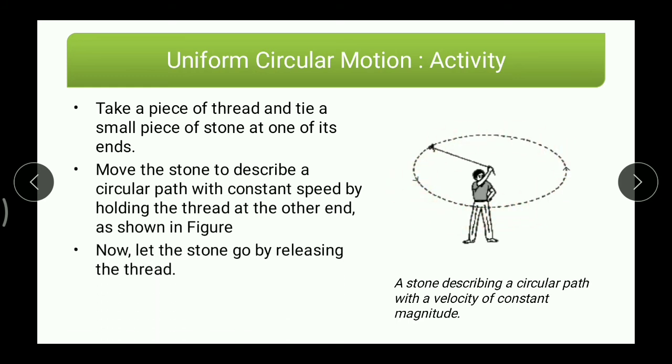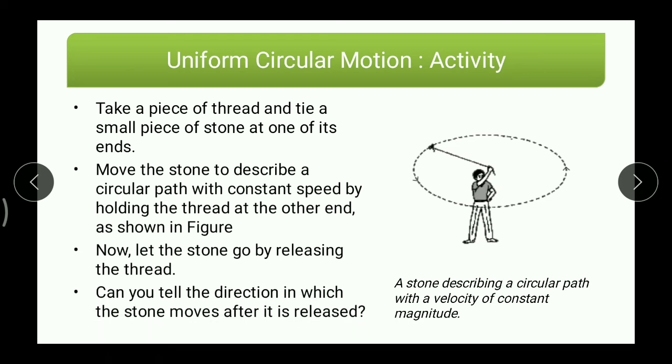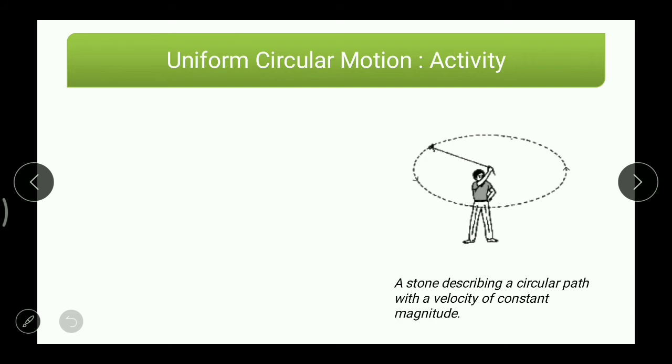Now let the stone go by releasing the thread. At one point of time you have to release the thread. Can you tell the direction in which the stone moves after it is released? Any guesses? Suppose this is the point where the stone along with the thread is released, and since it is moving in an anti-clockwise direction, if it is released at this point, the stone will go in this direction, along the tangent of the circle.